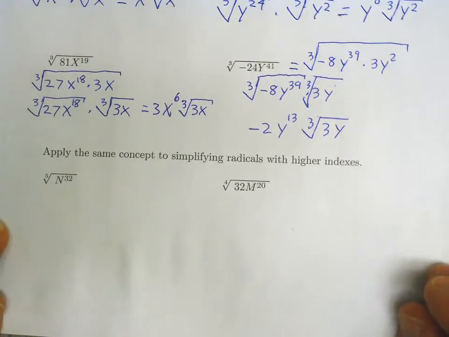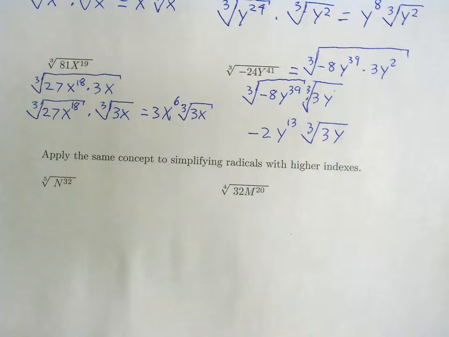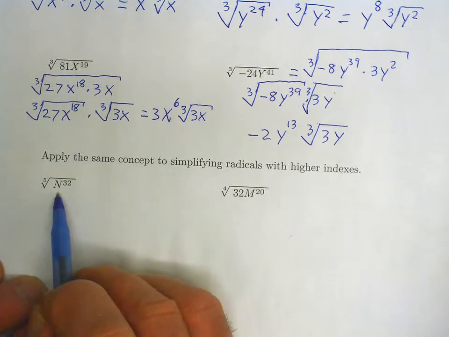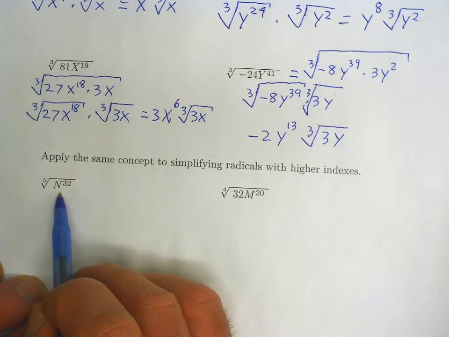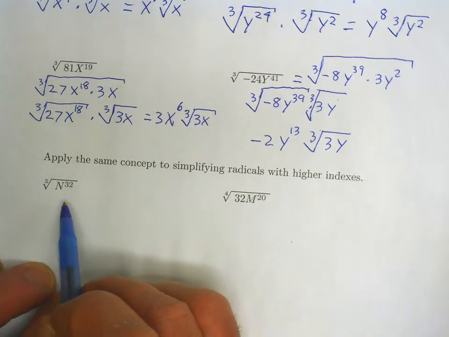Okay, a couple more examples of simplifying radicals with higher indexes. This first one on the left, simplify the fifth root of n to the 32nd. A variable with an exponent is considered a perfect fifth power if the exponent is a multiple of 5. 32 is not a multiple of 5, but 30 is a multiple of 5. So the largest factor of n to the 32nd that is a perfect fifth power is n to the 30th.